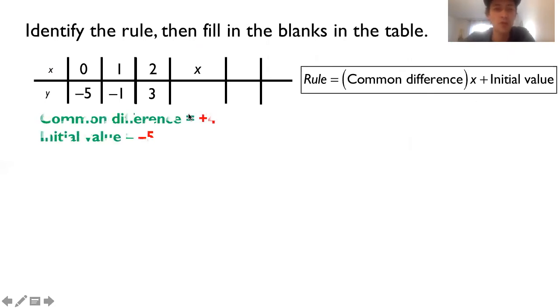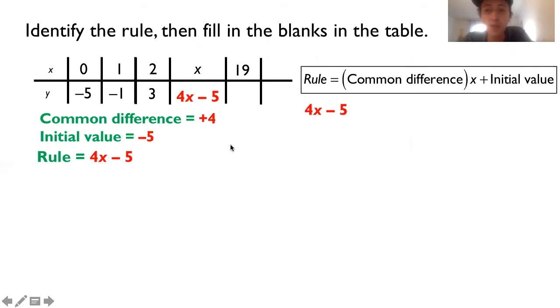So here's one more situation. Common difference, I hope we can see, is 4, because we're going up by 4 every time. The initial value is -5. So the rule is going to be 4x minus 5. If I give you 19, all we have to do is take the rule and replace the letter x with the number 19. And then we just carry out our calculation. So here it is with the number 19 replaced. If we work this out, we're going to get 71.